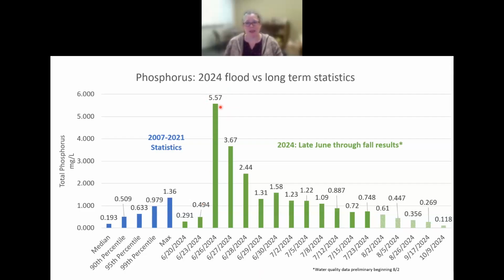Again, this peak concentration that we got was well above the max concentration that we've ever measured at this site with the Watershed Pollutant Load Monitoring Program and some previous work that was done here as well in the past, back to the early 2000s.